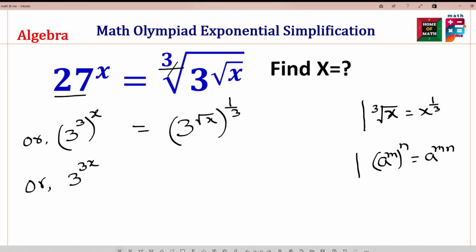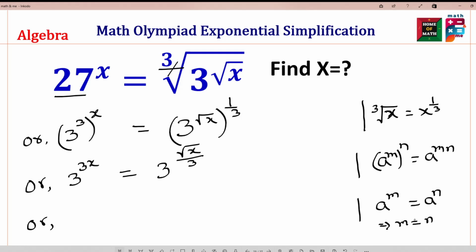Okay, now equals this one, also the same thing, 3 to the power root x divided by 3. We know another thing: a to the power m equals a to the power n means m equals n, because if the base is the same, the power will be equal.